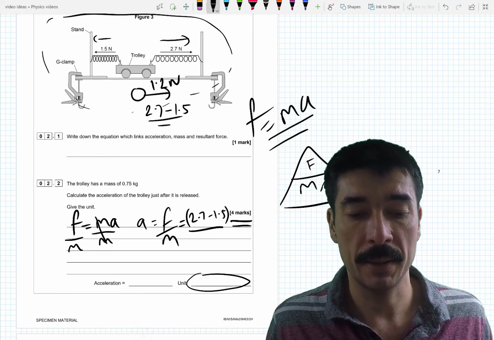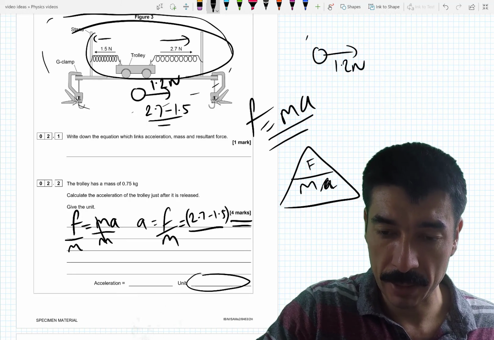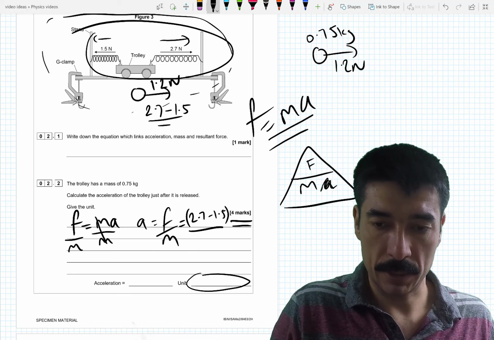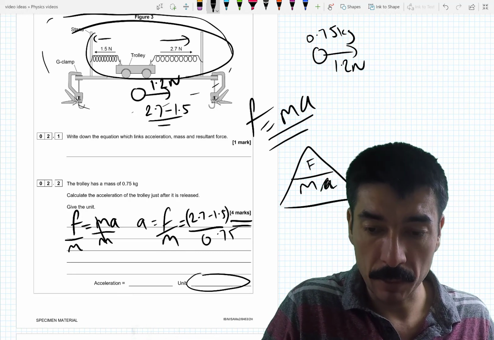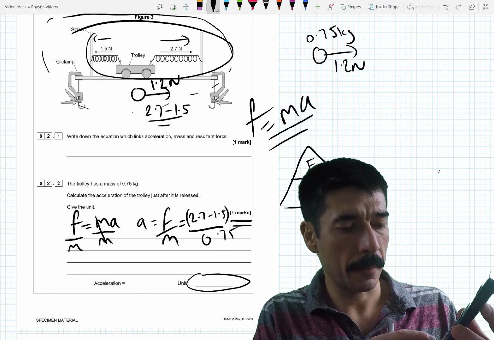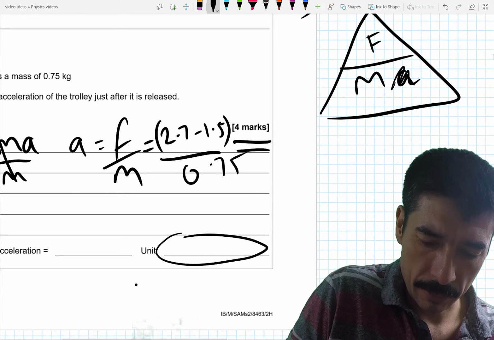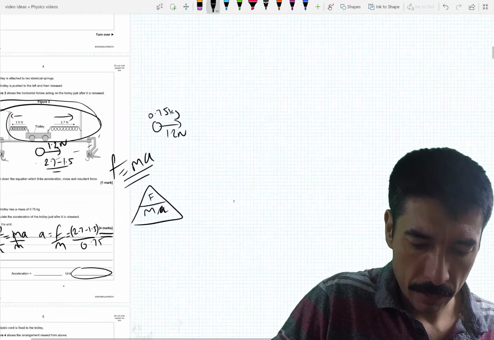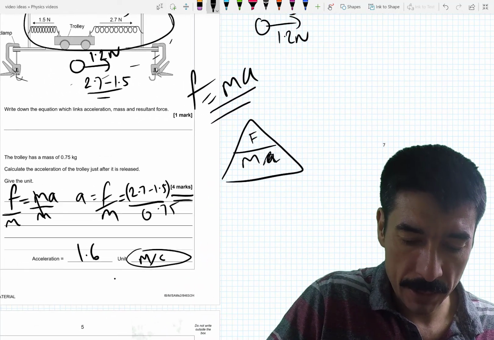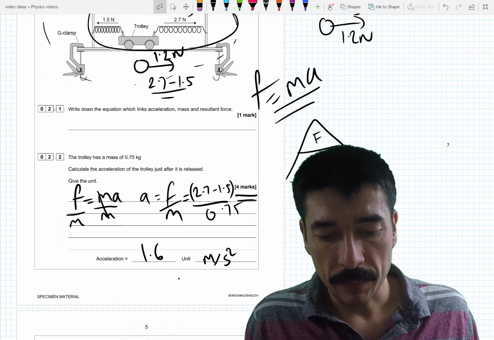We've taken this complicated situation and simplified it to an object with 1.2 newtons acting on it, and it has a mass of 0.75 kg. So that's really straightforward. Let's work that out. The mass is 0.75. So now I'm going to do 1.2 divided by 0.75 with the calculator that I brought to the exam because I'm prepared. So the force is 1.2 divided by the mass, which is 0.75, 1.6. Then the unit for acceleration is metres per second squared. Don't forget the squared, okay? Right, that should achieve all 4 marks, I hope.